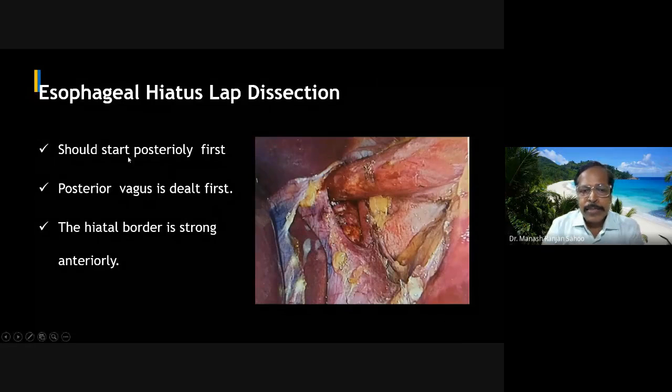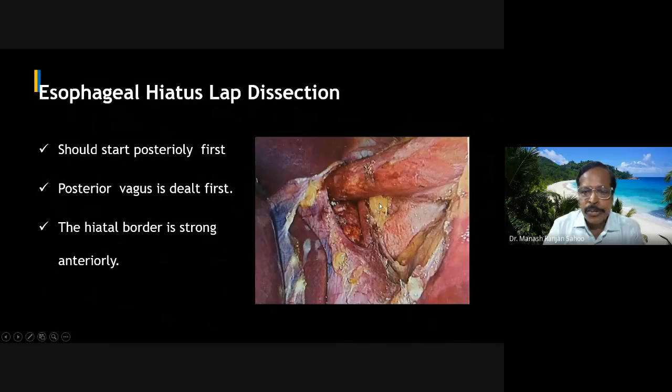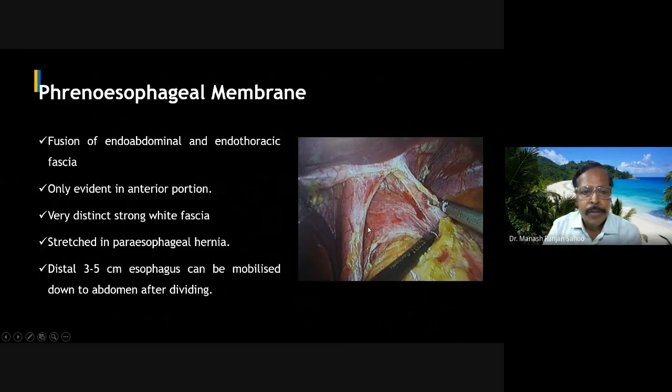So the dissection starts posteriorly. Posterior vagus is always dealt with. That means when you are retracting the esophagus, the posterior vagus is retracted along with the esophagus, so that the posterior vagal injury is avoided. And the hiatal border is much stronger anteriorly. So this is the phrenoesophageal membrane.